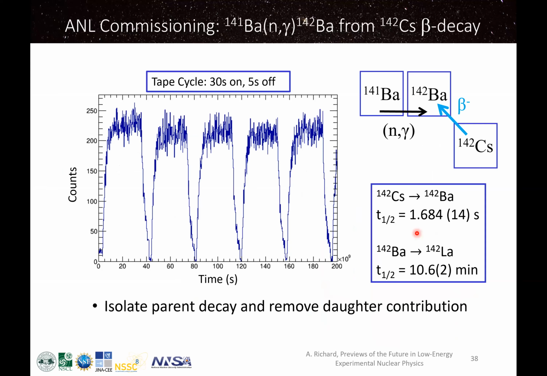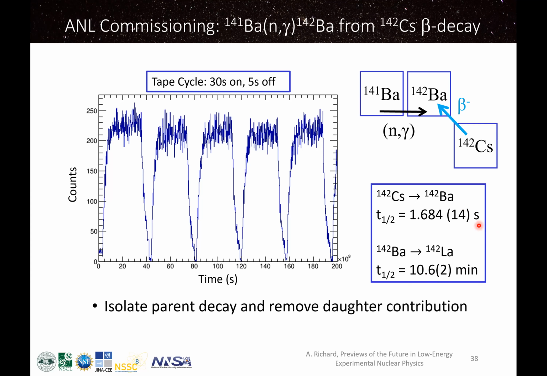So just as an example, the commissioning run that we actually did was a cesium-142 beam, beta-decaying to barium-142, that then allows us to constrain this important reaction for the i process, barium-141 (n,gamma). And so you can see what I mean about the difference in half-lives. The cesium half-life is 1.6 seconds, but the barium half-life is 10 minutes. And so there's actually not really a way to be able to do this type of measurement using the DSSD setup, because you wouldn't be able to correlate these very effectively.